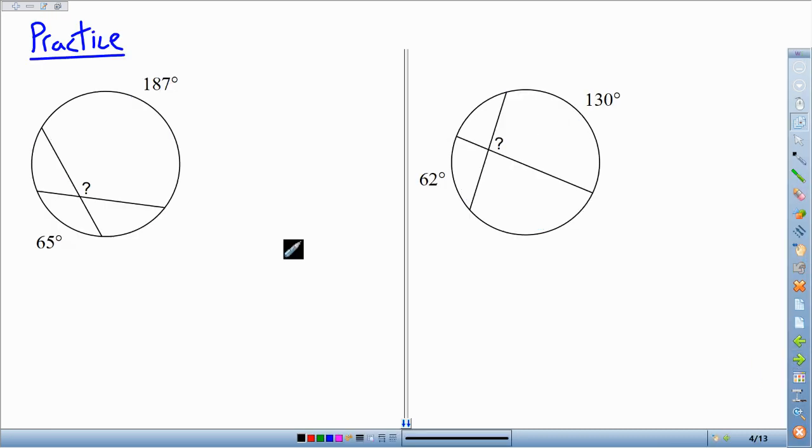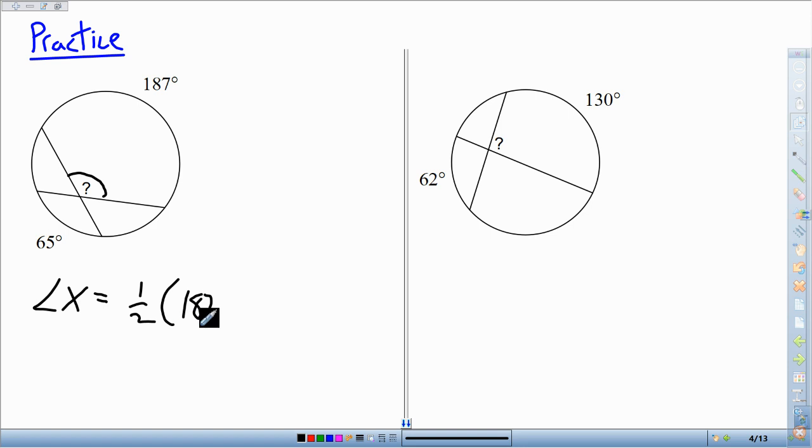I'm going to have you guys try a couple of these on your own, and then we'll move on to some that are a little different. I'm going to do these pretty quick, but there's my angle. I'm going to start with it, x equals 1/2 of the two arcs added together, 187 plus 65. Let's see what happens. I'm getting 232. So 1/2 of 232, just dividing it by 2, we got 116.